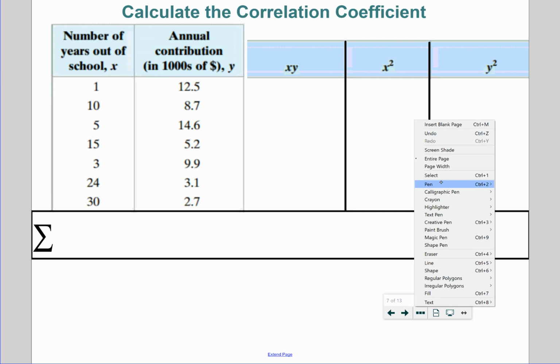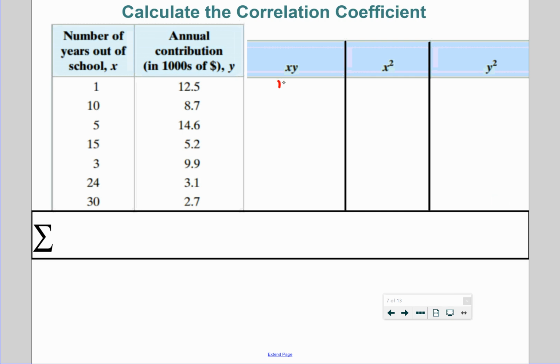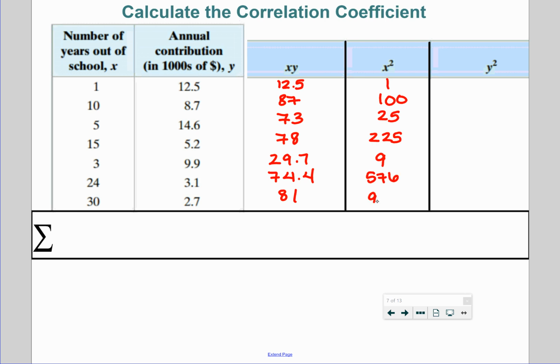All right. Let's see. 12.5, 87, 73, double check I don't make a calculator mistake. Hopefully somebody else is fact checking this for me. 29.7, 74.4, and 81. Okay, all my X's and square them. 1, 100, 25, 225, 9, 576, and 900. All my Y's and square them.